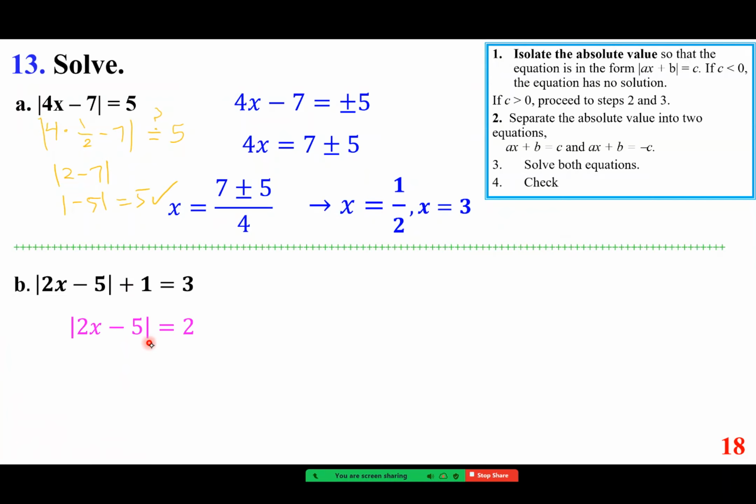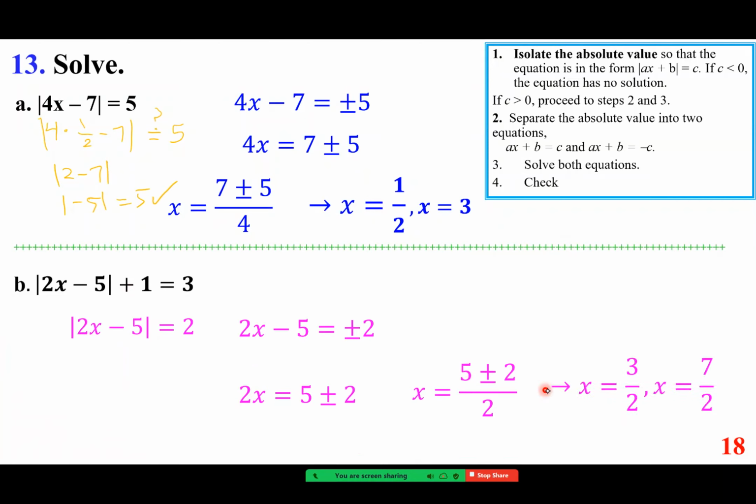We're going to drop the absolute value and make it plus or minus 2. We're going to move the 5. So we're going to divide by 2. 5 and 2, 7/2. 5 minus 2, 3/2. Two answers. And again, when you want to check, you take it back into the original equation and check. I leave it for you to check it.